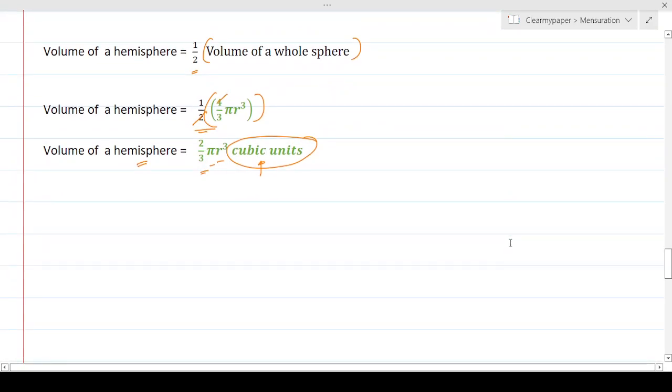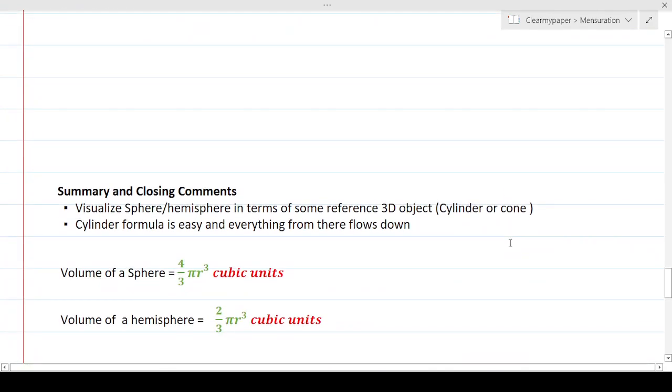Okay, so in closing comments, what are we trying to say? Any 3D objects that we discuss here, sphere, cone, hemisphere, anything that you're talking about, think about that object in relation with some reference object, which could be a cylinder or a cone. So I've computed both for you, so you can pick any one of these that helps you remember, either a cylinder or a cone. And the cylinder formula is easy because you've already done that, and then everything flows from there.